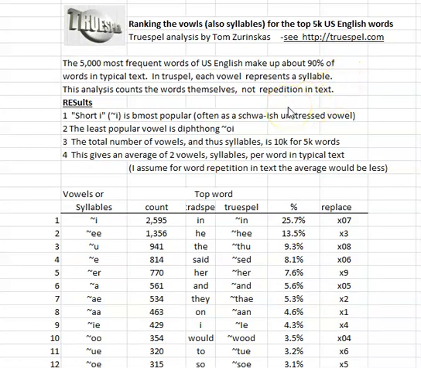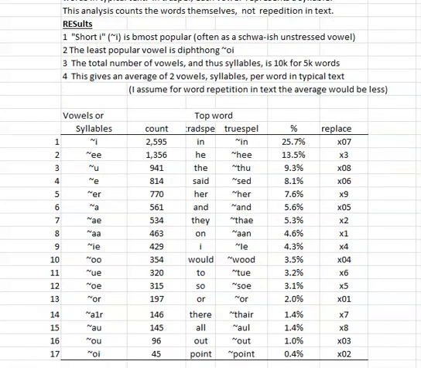So in Truespel, each vowel represents a syllable, so we could also analyze syllables as well as vowels. In this analysis, we're just looking at the top 5,000 words themselves, not the repetition frequency, which I also have data on. Okay, let's go down and come up with the results.